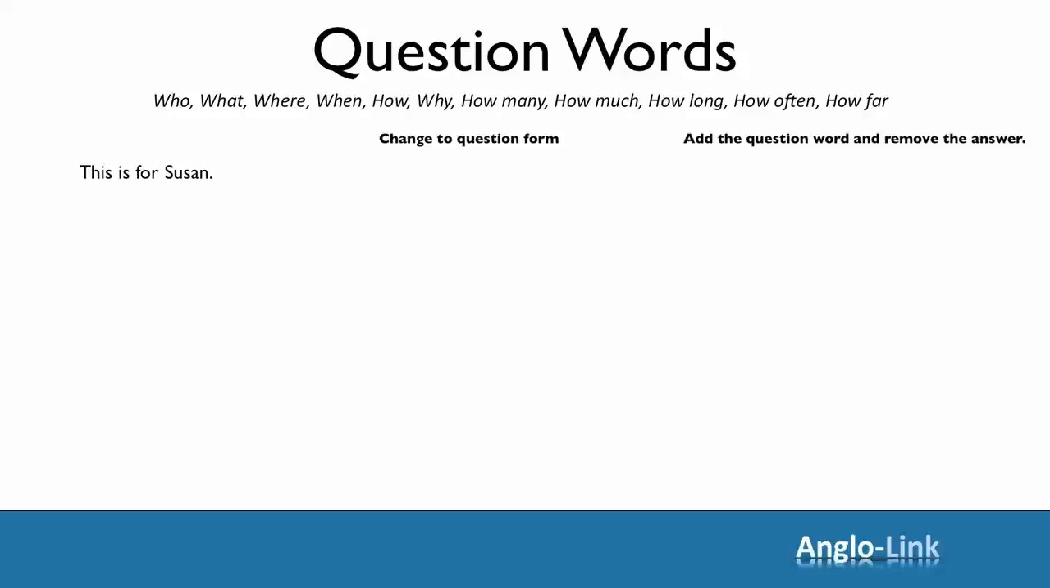For example, this is for Susan. Let's ask a question with who. Change to question form first. Is this for Susan? Add who and remove Susan. Who is this for?